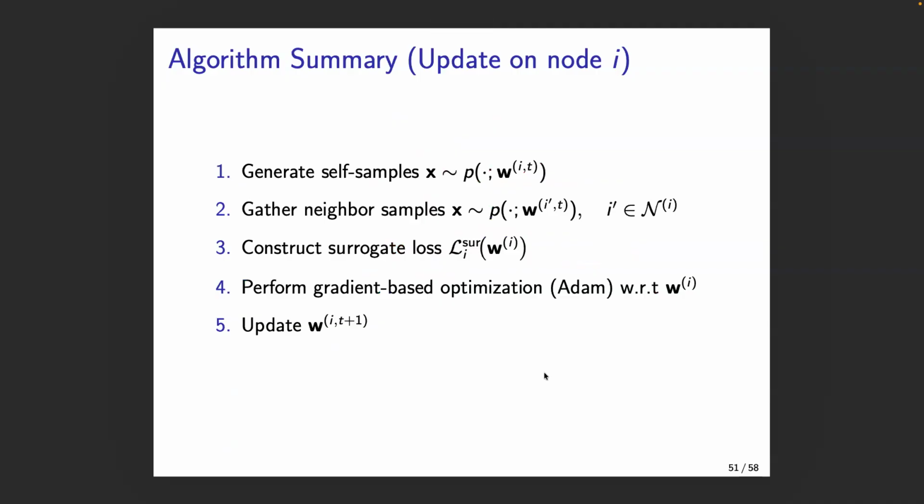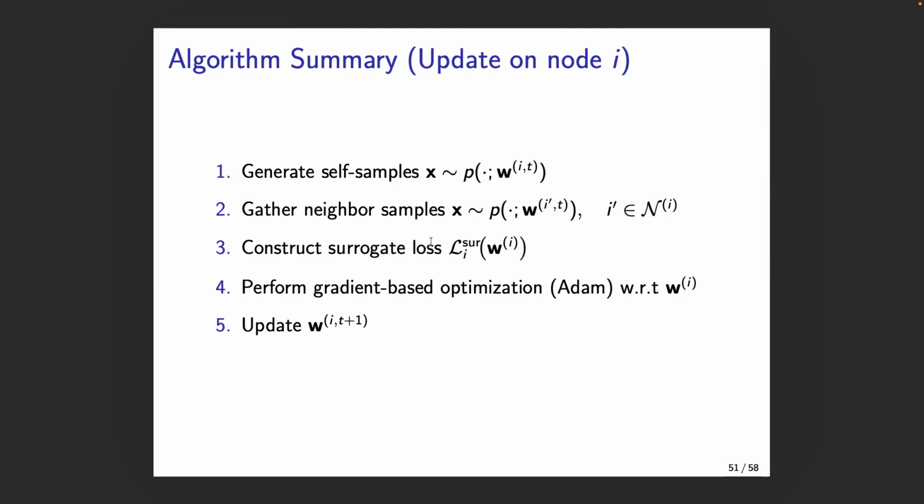Okay, let's go through the summary of the algorithm. For the update on node i, we need to generate self-samples, meaning that we need to draw samples from the mixture of Gaussians which I learned on iteration t on node i. Then we also need to sample data points from neighboring distributions.